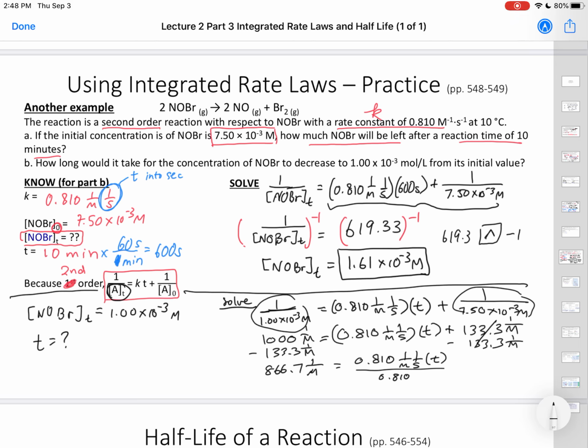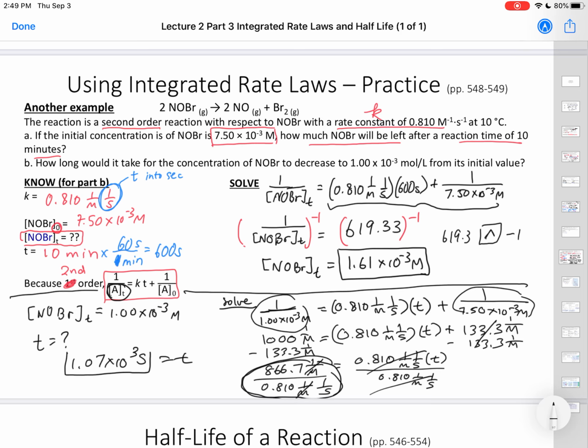Divide both sides by 0.810, 1 over m, 1 over s. The 1 over m cancels out. If you do that on your calculator, I'm going to write it here since I'm running out of space: 1.07 times 10 to the third seconds equals t. If you wanted to, you could convert this into minutes. This is approximately 17.8 minutes.